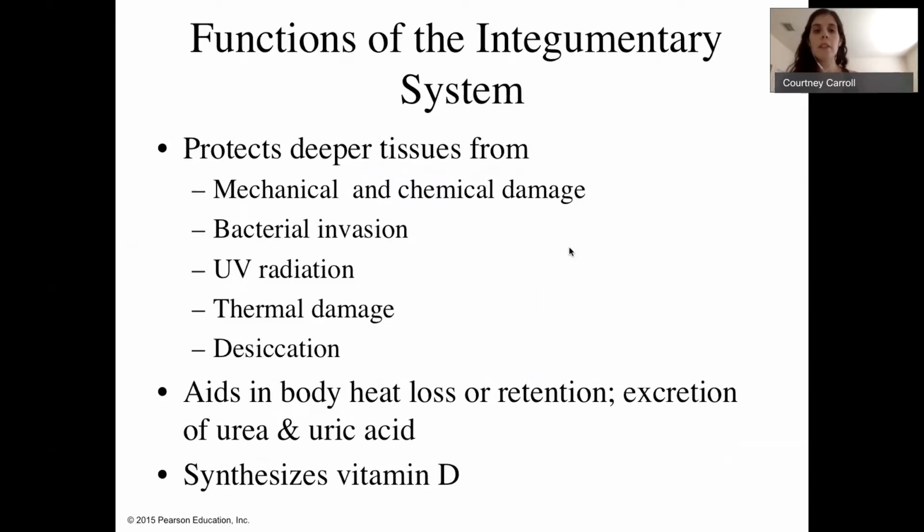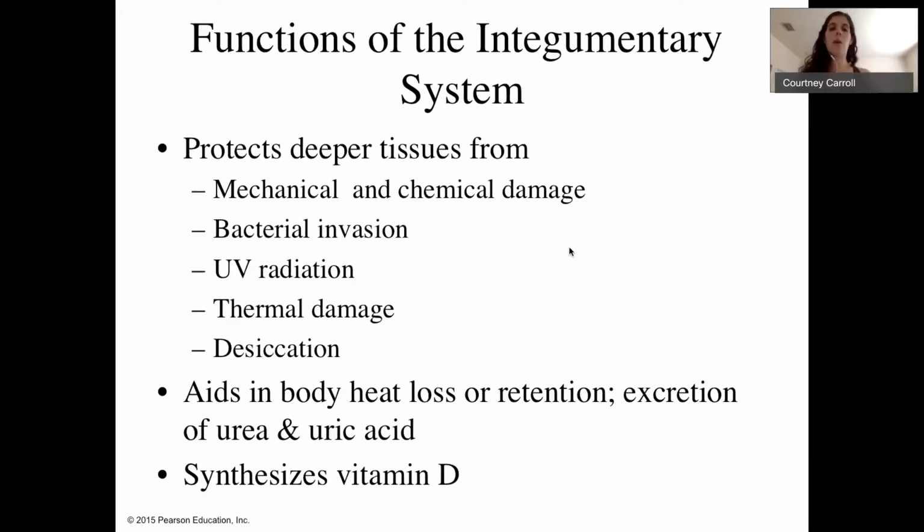So the integumentary system has four major functions: protection, body temperature, excretion, and the synthesis of vitamin D. So protection, regulation of body temperature, excretion, synthesis of vitamin D. And we can break down that protection into a lot of sub-functions. So it protects our body from a lot of things: mechanical or chemical damage, bacterial invasion, UV radiation from the sun, thermal damage, which is heat, desiccation, or drying out.